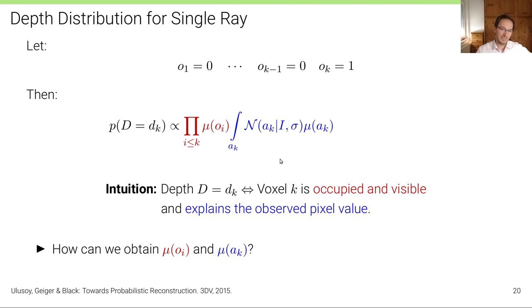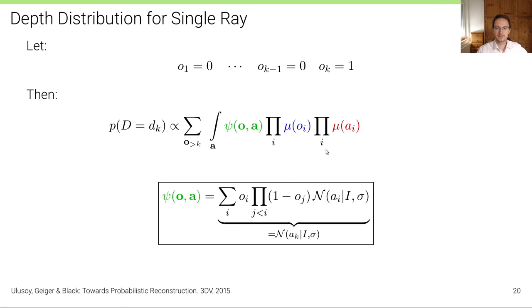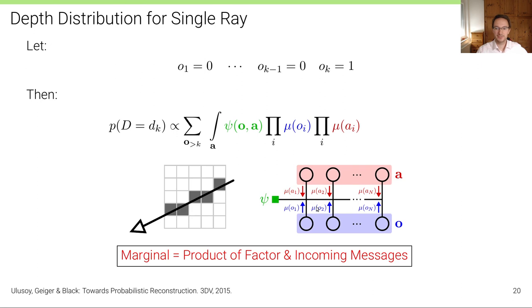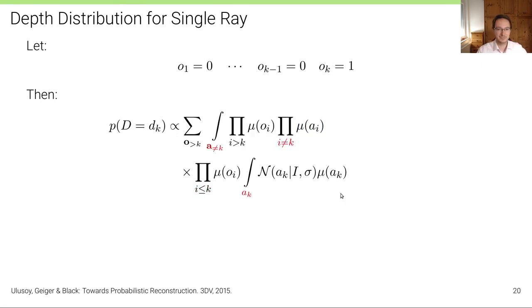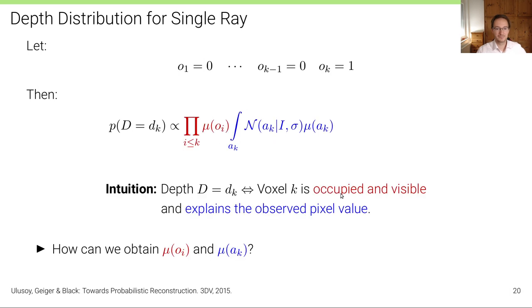And the question, of course, is, well, how can we obtain mu of O and mu of AK, which are the messages, the incoming messages? If we go back here, these are the incoming messages, right? And we obtain them using some product belief propagation message passing.